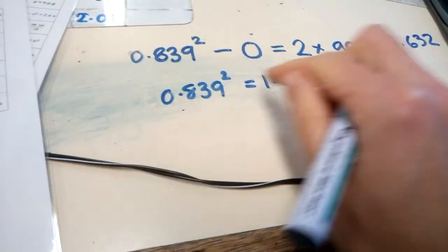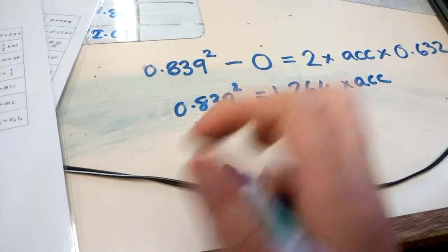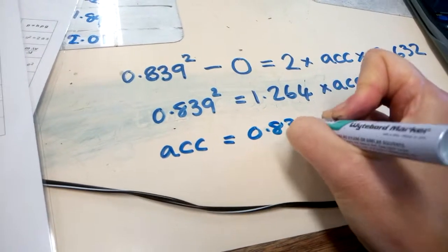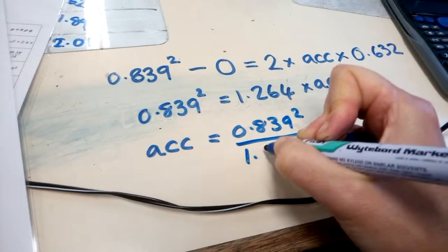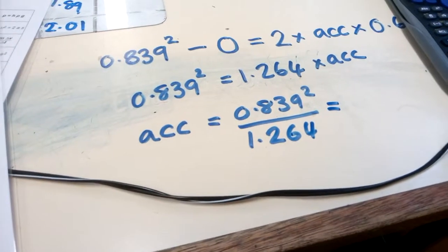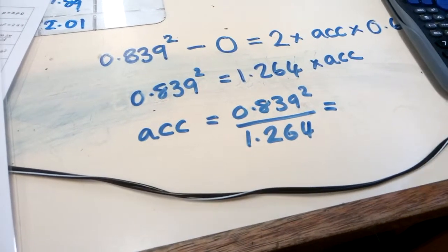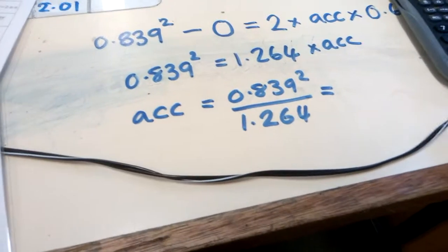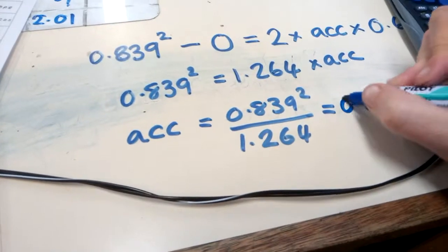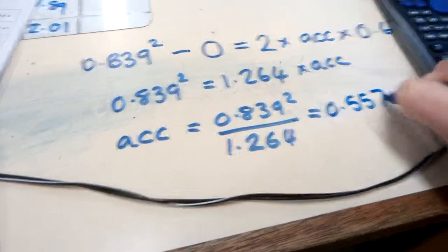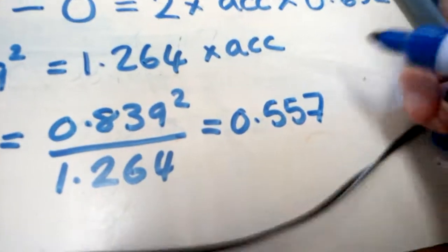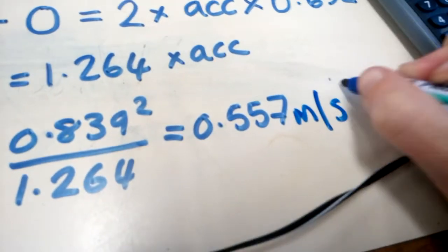If I want acceleration on its own, I need to divide both sides by 1.264. So acceleration is equal to 0.839 squared divided by 1.264. If I put that into my calculator, 0.839 squared divided by 1.264, I get an acceleration of 0.55. I've got this big long number, so I'm going to round it to 3 significant figures, and that's obviously in metres per second squared.